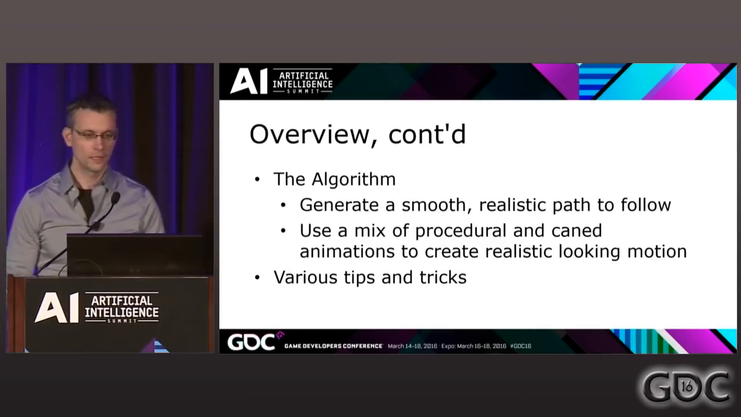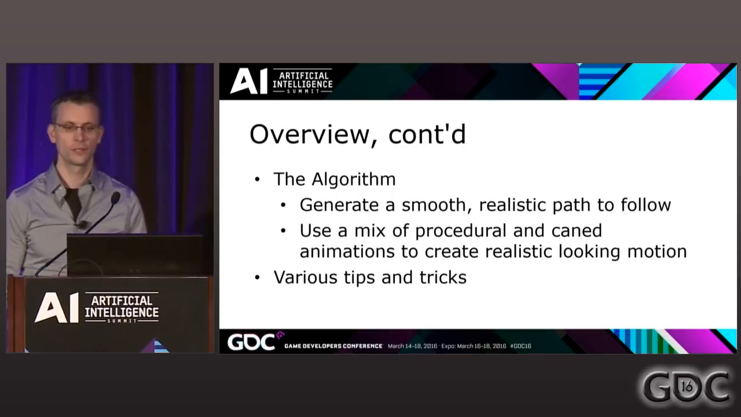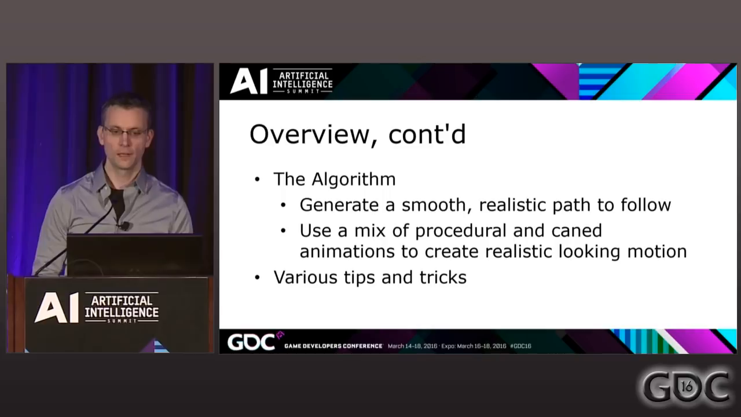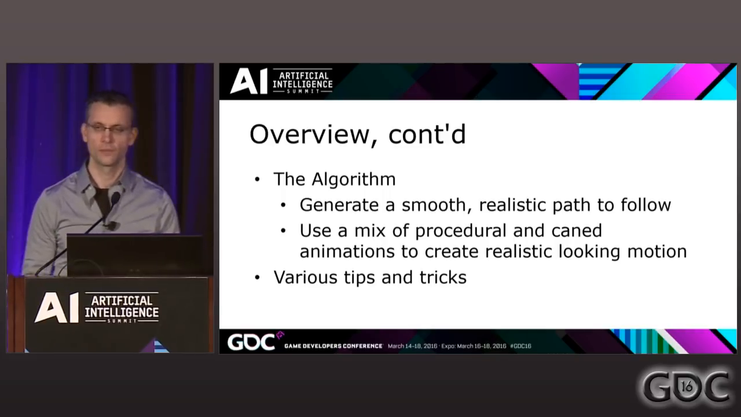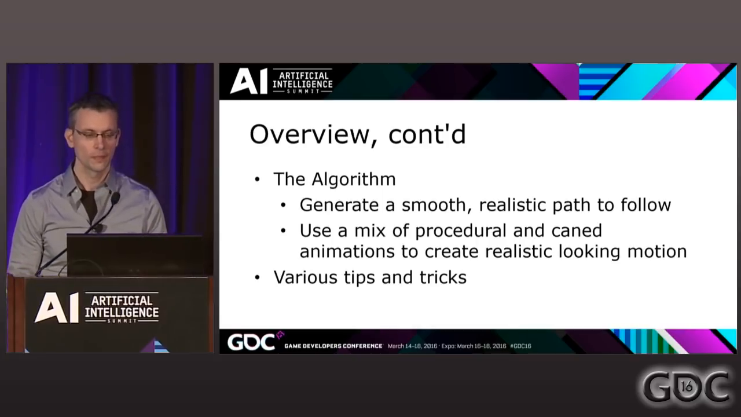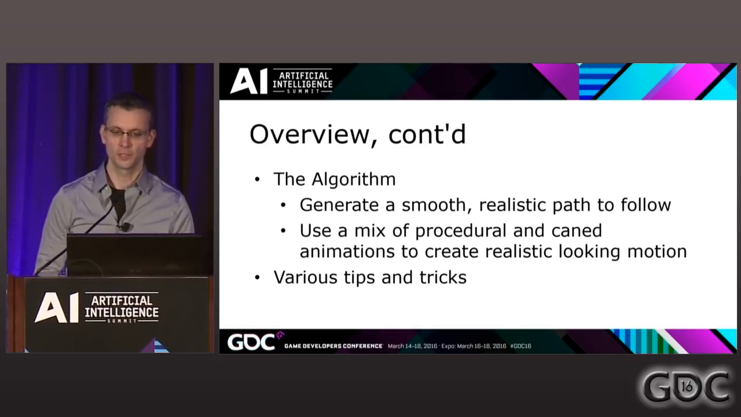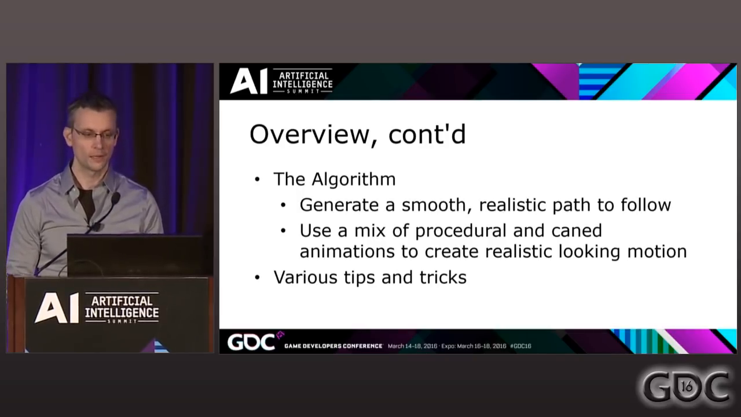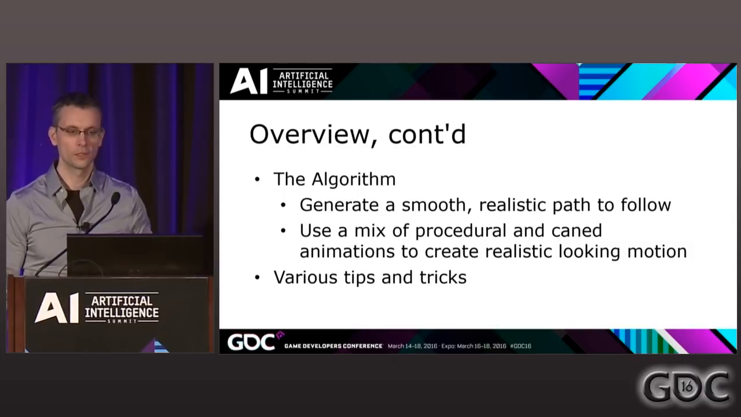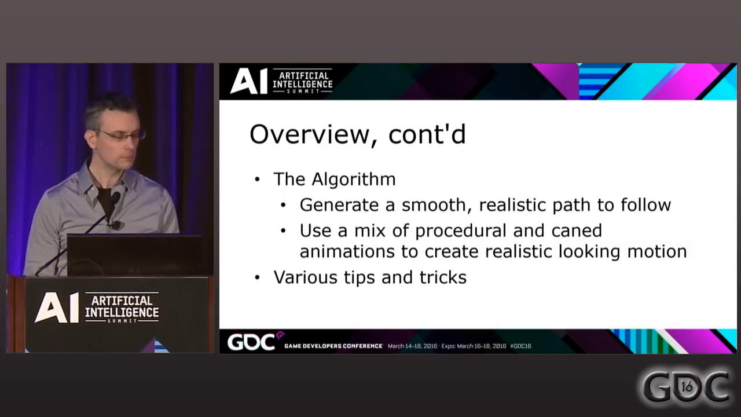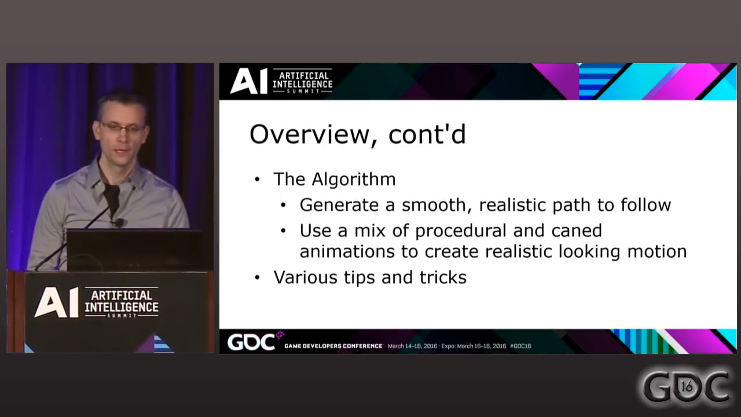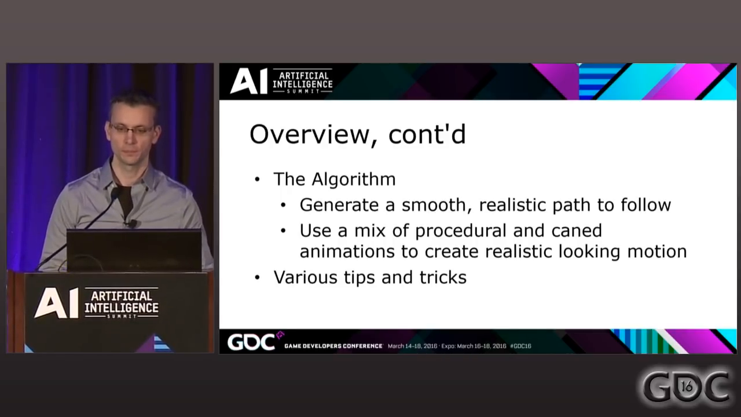So how did we do this? First, we generate a smooth, realistic-looking path for the dog to follow. And as it turns out, the quality of the path is much more important for quadruped locomotion than it is for normal biped locomotion. And then we use a mixture of procedural and canned animations to create a realistic-looking locomotion pattern. At the end of this talk, I'm also going to cover a few tips and tricks that we found very useful when we implemented our quadruped, and hopefully you will find them useful as well.